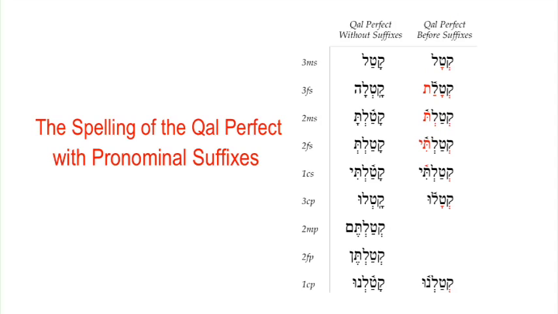And finally, you'll see that the 2FS form ends in tav, hireq, yod. It looks like the 1CS form at the end. So these are the three forms that you'll need to pay special attention to: the 3FS, the 2MS, and the 2FS. In fact, you'll need to memorize the spelling of these three particular forms so that when you encounter them in context, you won't be caught off guard.